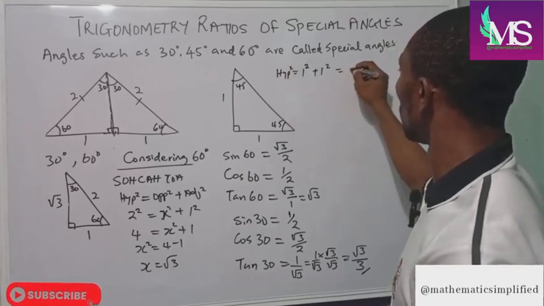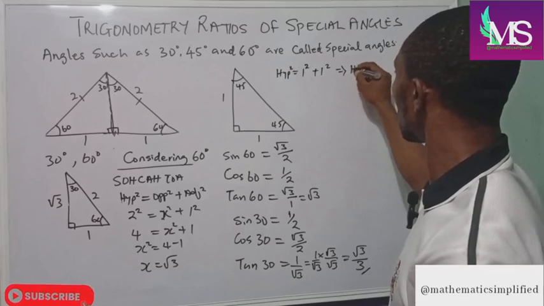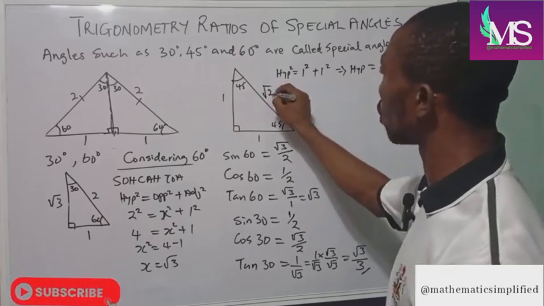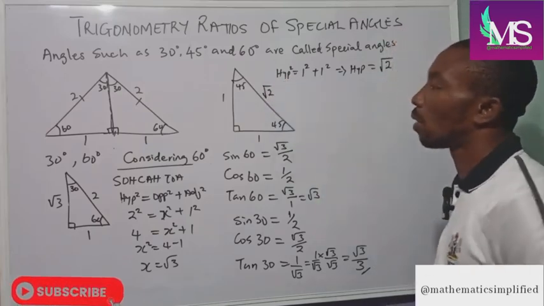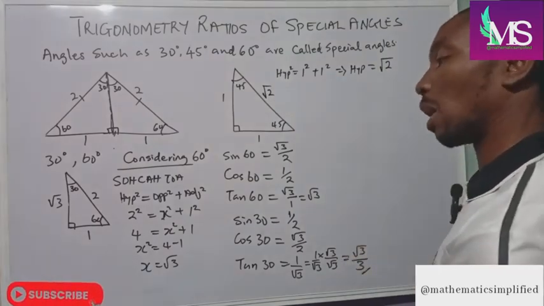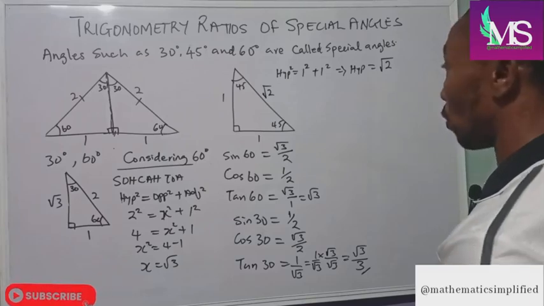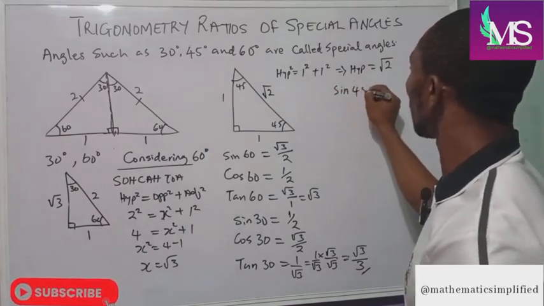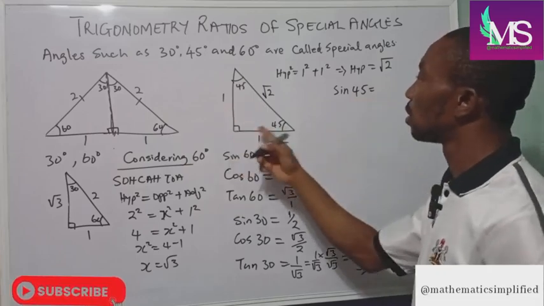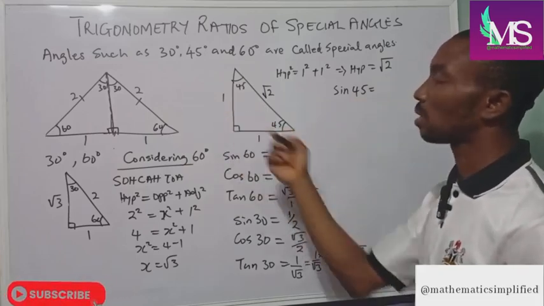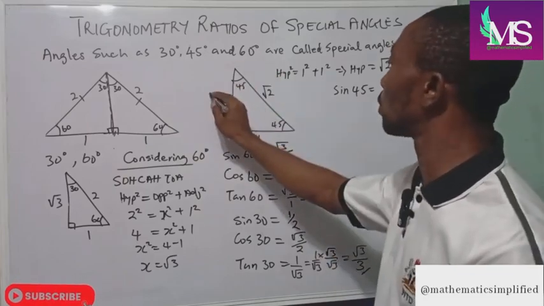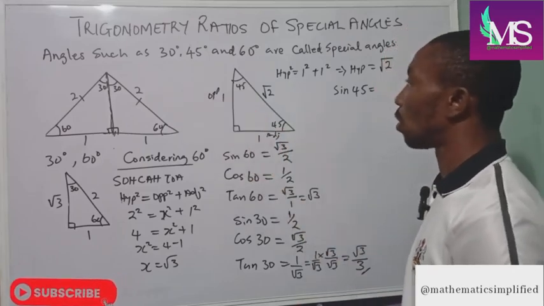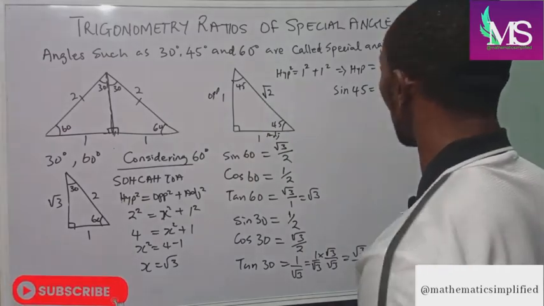So this becomes our hypotenuse, which will give us root 2. Alright, now bearing in mind that our hypotenuse is root 2, we can now calculate sine 45, which will become opposite. Considering any of these sides, let's use this as our opposite and this as our adjacent, since they are both the same figures. Either way, you still get the same answer.